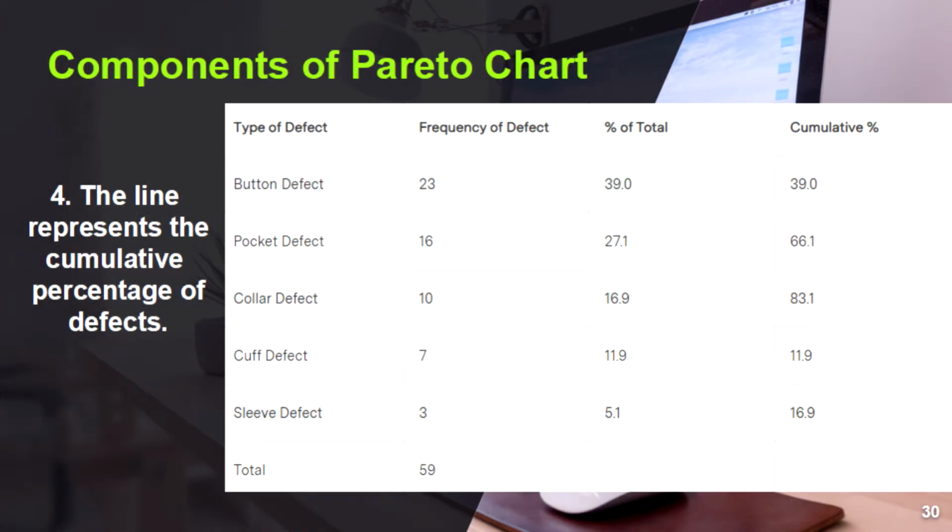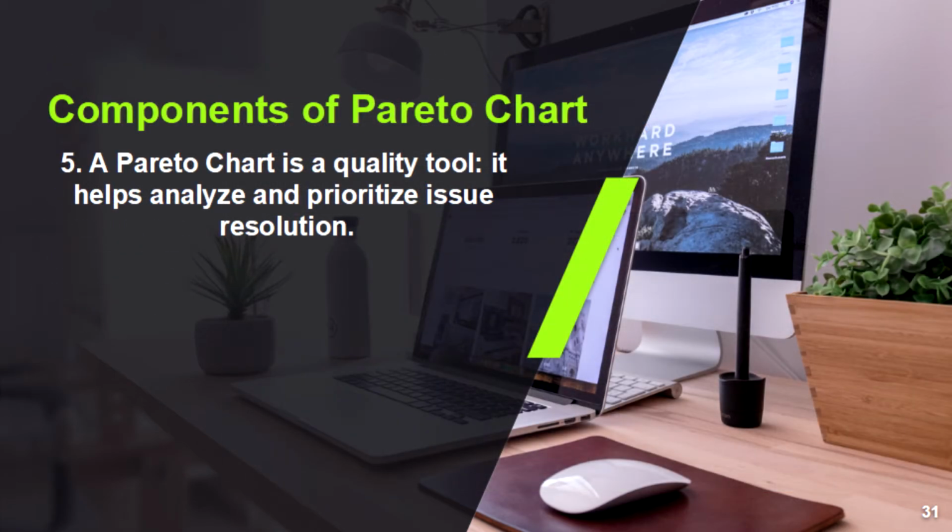Fourth component is, the line represents the cumulative percentage of defects. In any Pareto chart, for as long as the cumulative percentage line is steep, the types of defects have a significant cumulative effect. Therefore, it is worth finding the cause of these types of defects and solving them. When the cumulative percentage line starts to flatten, the types of defects do not deserve as much attention since solving them will not influence the outcome as much.